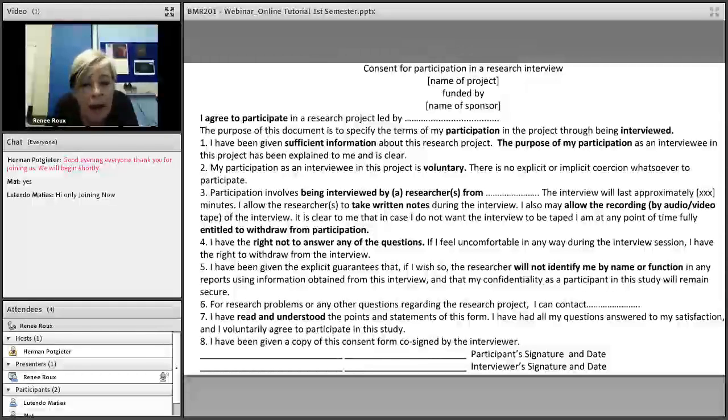Here the participant has to sign that they received sufficient information about the research. They understand what the purpose of their participation as an interviewee is. It was explained to them. They understand that it's voluntary and that they can exit whenever they want to. The participation, what does it mean?